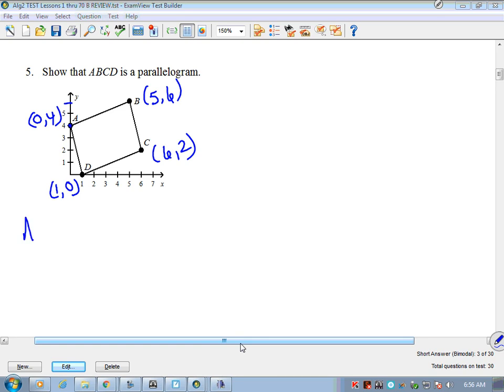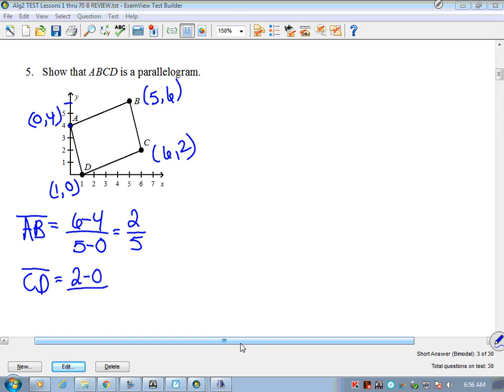So if we're looking at AB, we'd say that the slope of AB equals 6 minus 4 over 5 minus 0. That's giving me 2/5, so that's that slope. Let's see, CD. We want to see if that's going to be parallel. All we're trying to do is show a parallelogram here. So we would do 2 minus 0 over 6 minus 1. Again, that's 2/5. So we know that AB and CD are parallel.